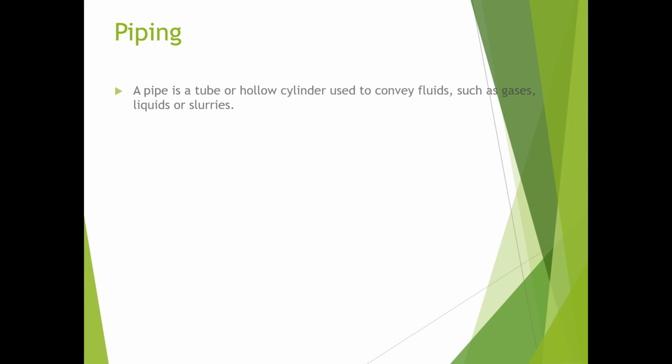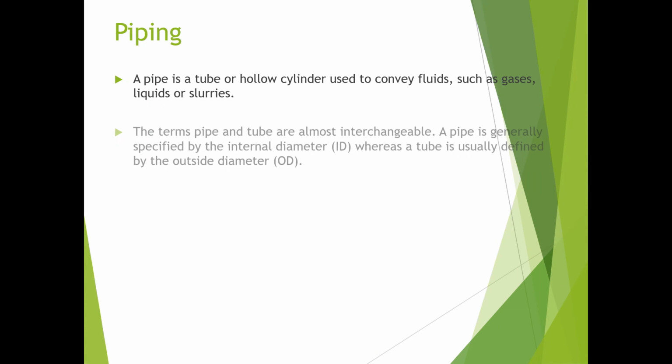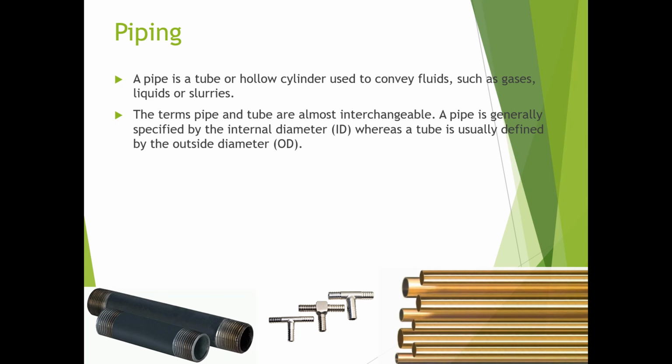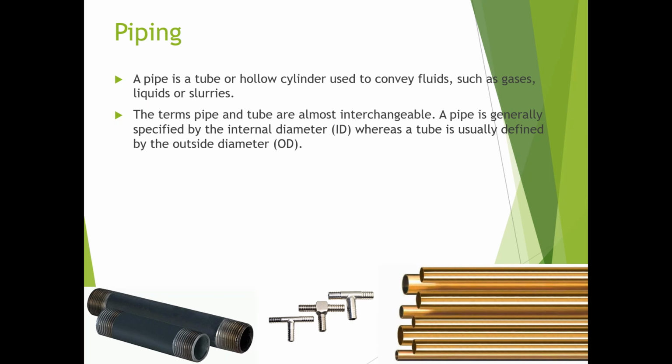Piping. A pipe is a tube or hollow cylinder used to convey fluids such as gases, liquids or slurries. The terms pipe and tube are almost interchangeable. A pipe is generally specified by the internal diameter, whereas a tube is usually defined by the outside diameter.